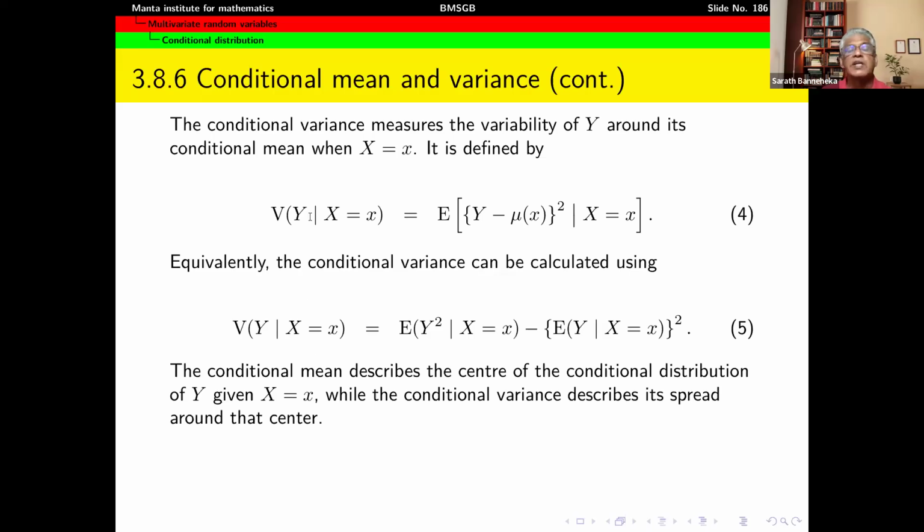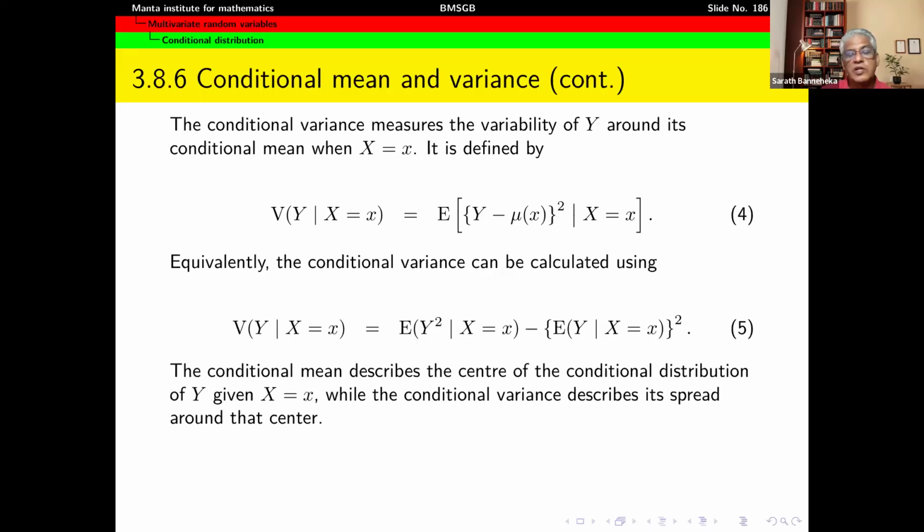We know that usually the variance of y, if you don't consider the given part, is equal to the expected value of y square minus the expected value of y, whole thing squared, right? So the same idea applies when x is given, right? So the variance of y given x equal to a simple x is equal to the expected value of y square given x equal to simple x, minus the expected value of y given x equal to x, whole thing squared.